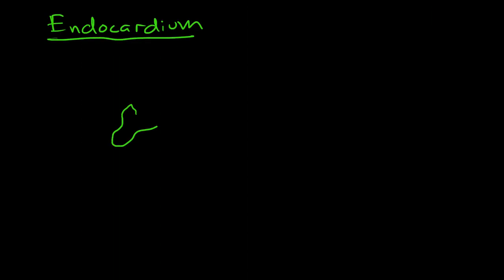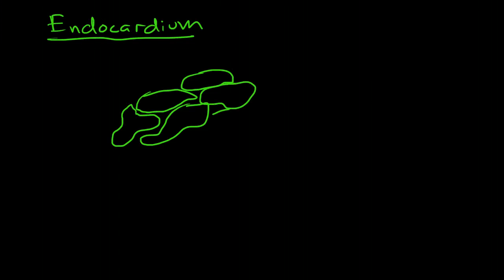Okay, so the endocardium. The endocardium is the innermost layer of the heart, and it is made up of squamous epithelial cells and a very thin basement membrane. So I'm kind of giving you the view as if you're looking down at the endocardium, one of the chambers of the heart. And they fit together very tightly.